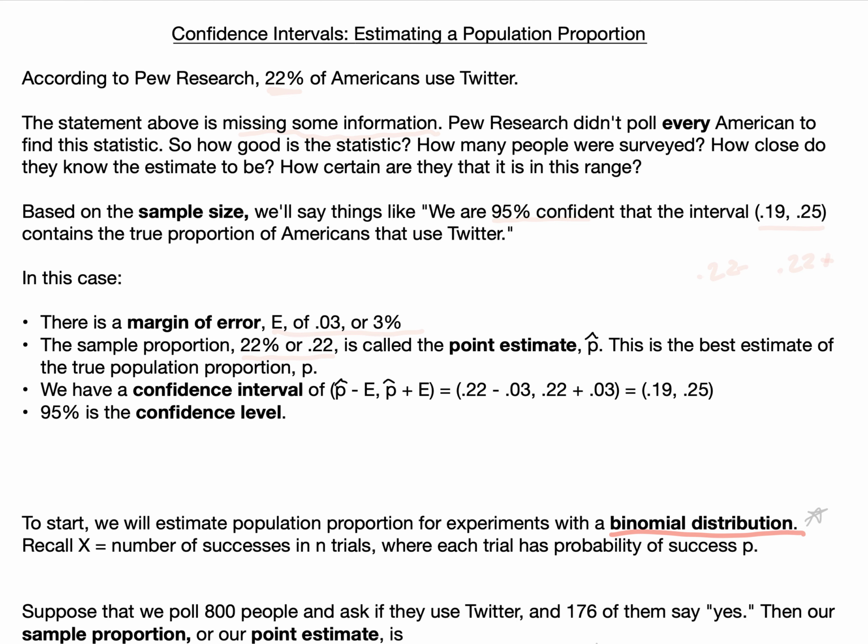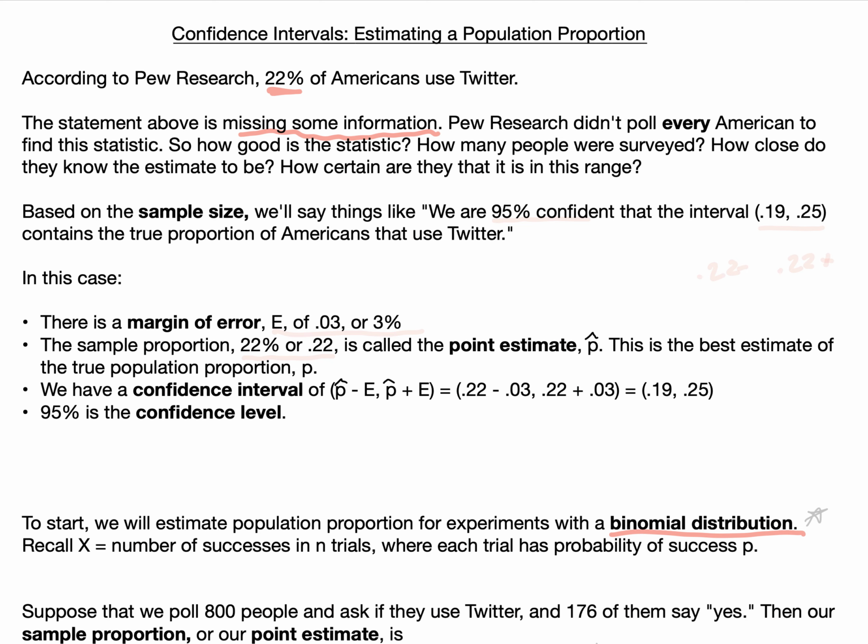In this video, we're going to talk about confidence intervals, and in particular, finding a confidence interval for a population proportion. So you might hear a statistic like 22% of Americans use Twitter. And that's a useful statistic, but it's missing some information. So, how good is this 22%?